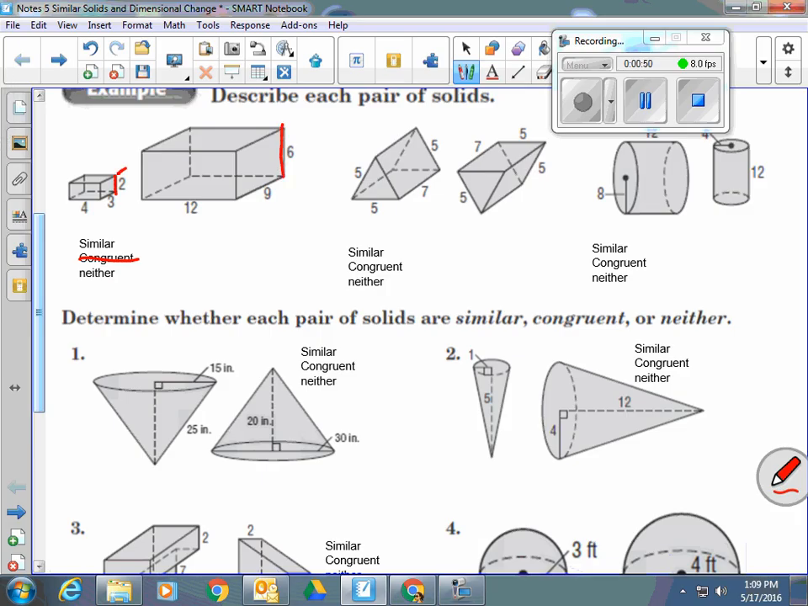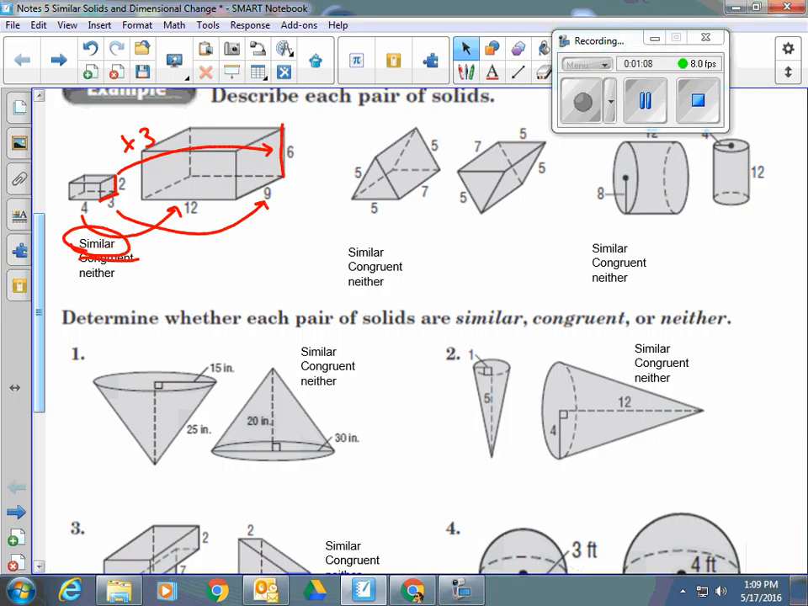6. So how do I get from 2 to 6? Times 3. What about 3 times 3? Is that 9? And 4 times 3, is that 12? Okay, they're all the same. That's the same proportion for each one of them. That means that it is similar.